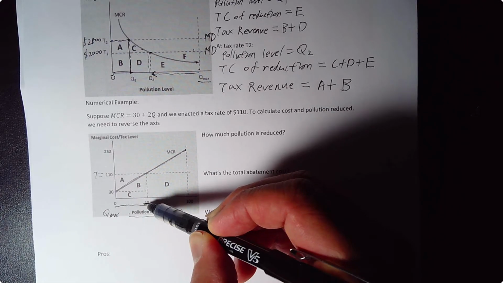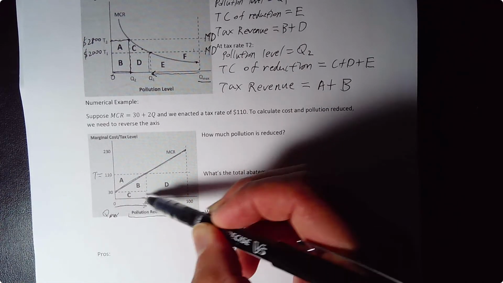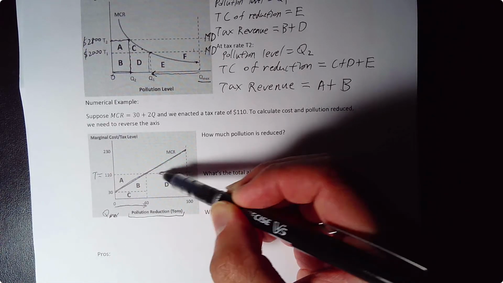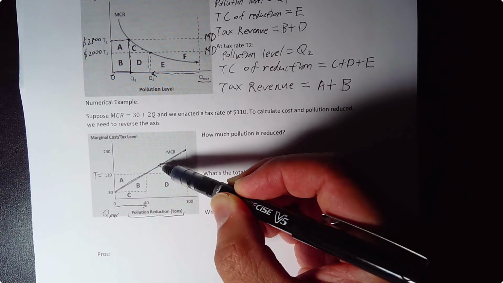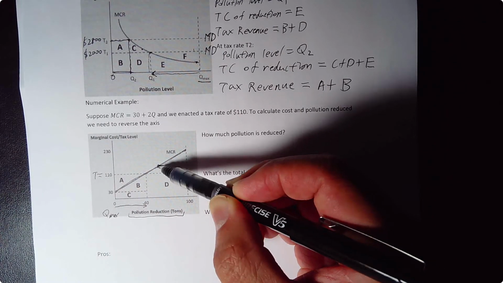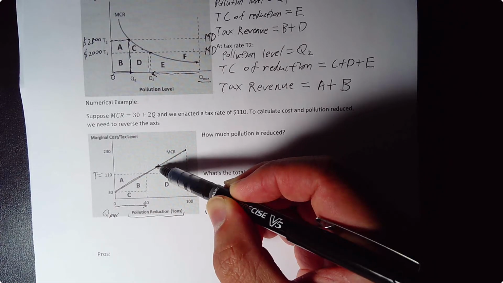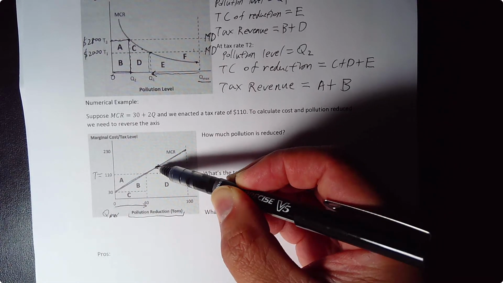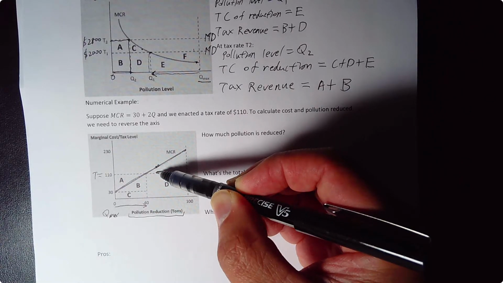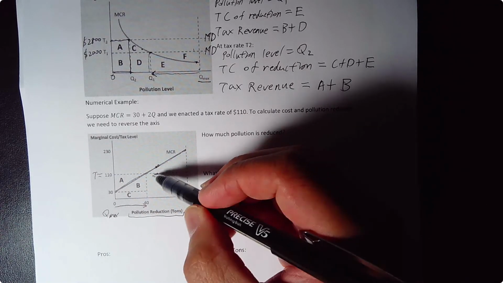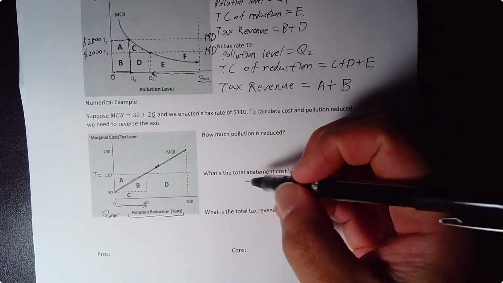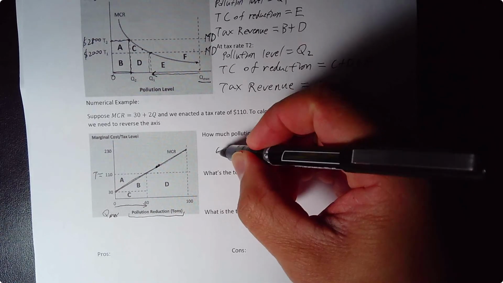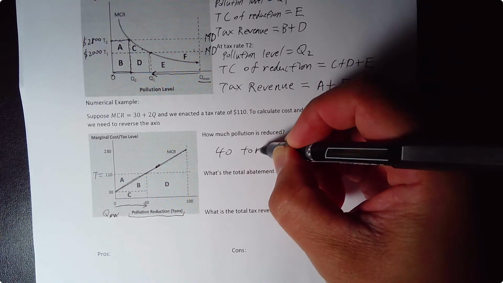Now, once you get to 40, there's no more incentive to keep reducing, because the marginal cost of reduction is above the tax. So it will be more efficient for the company to simply pay the tax. All right, so let's see how much pollution is reduced. Well, 40 tons is reduced.